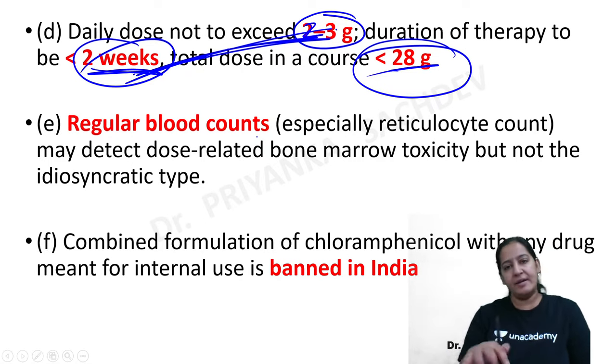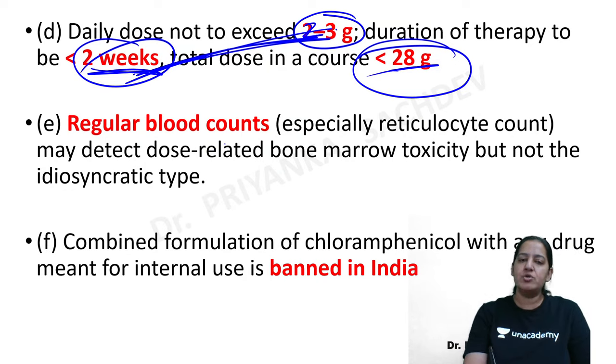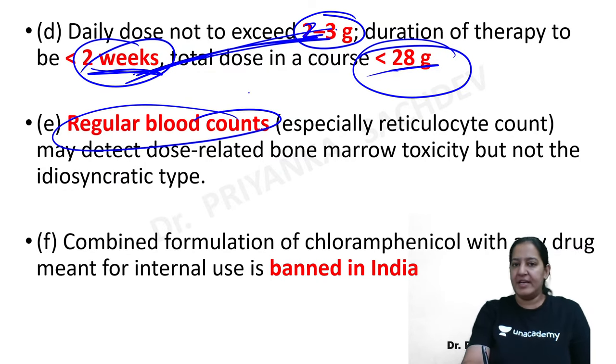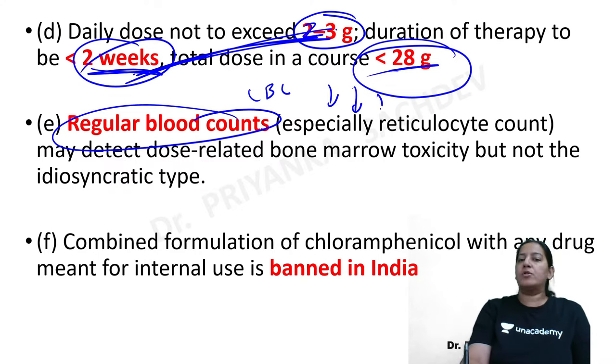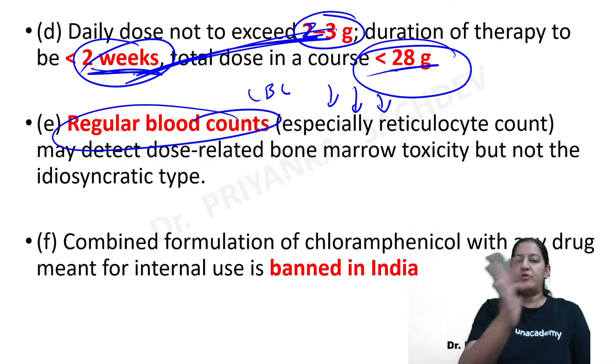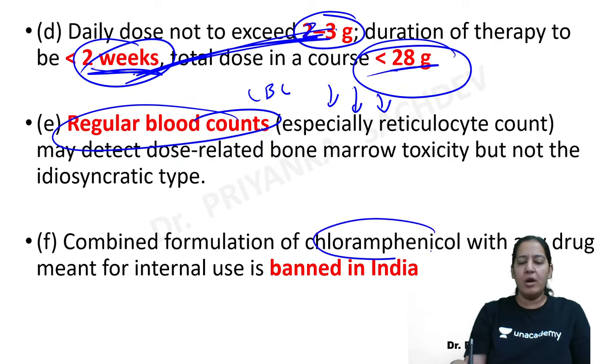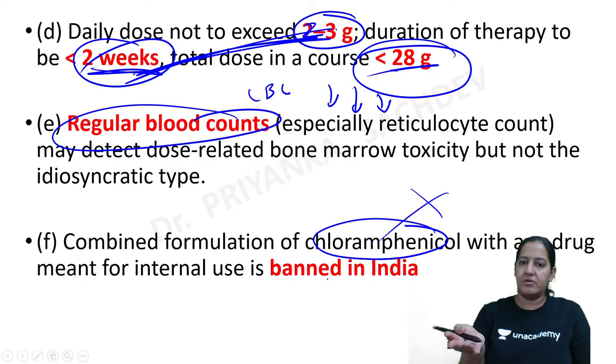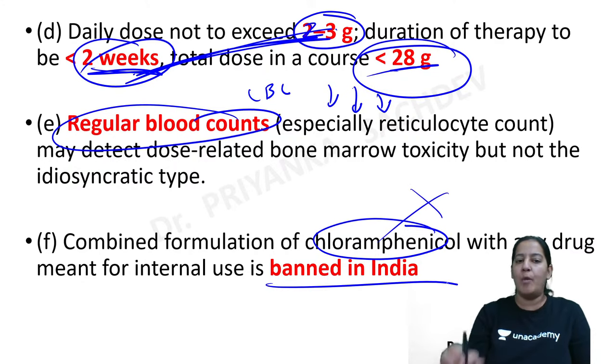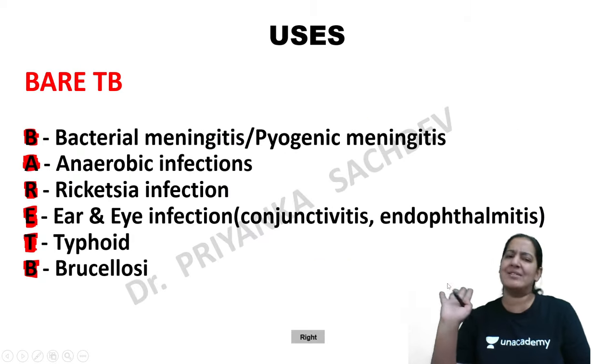Don't go beyond that. And ask the patient to do CBC daily or alternately. Once you find anemia, leukopenia or thrombocytopenia, which is worrisome, stop the treatment, right? So you have to do CBC daily or at least alternately. Chloramphenicol does not come in combination with any other drug. It is a standalone tablet. The combinations are banned in India. So it is a highly restricted drug.